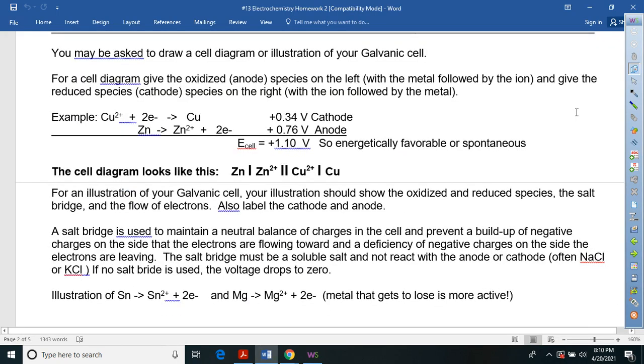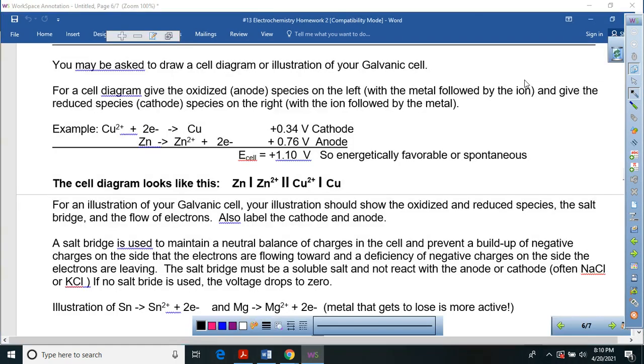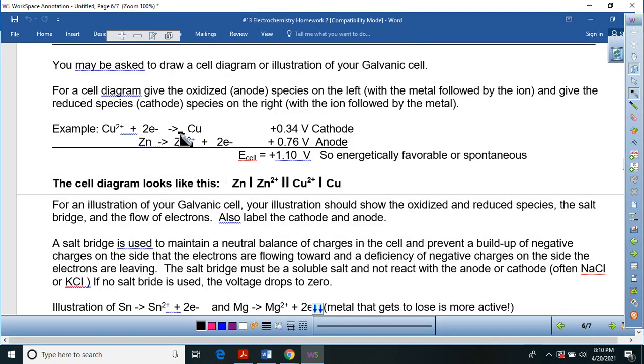All right, the second type of problem that we're going to look at is a problem where you have a cell diagram. And what I've done here is I've provided the same example that we looked at earlier. We have copper +2 and zinc. Now notice this is set up showing the zinc losing electrons and the copper gaining electrons. So copper is gaining electrons, so gain of electrons is reduction.